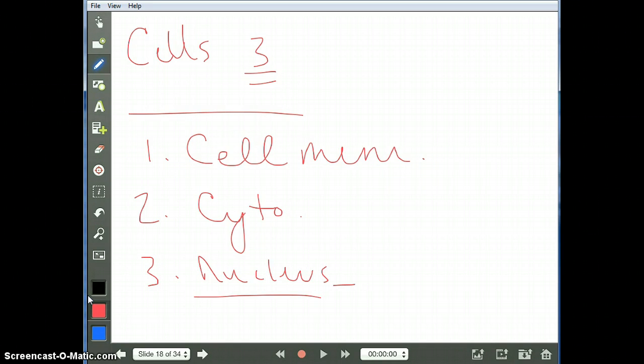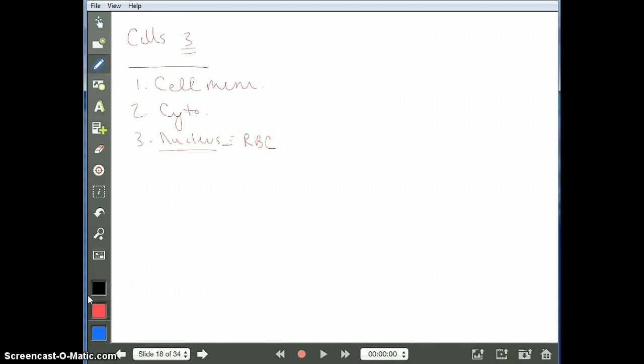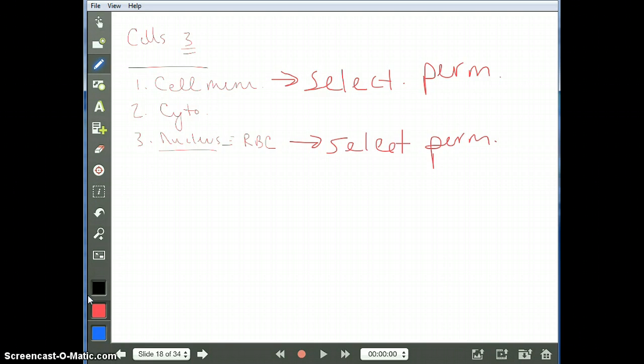Again, all of them are going to have a nucleus except for the one that at maturity loses it, that being the red blood cell. Everything else is going to contain these three parts. Some of the specifics that we talked about with these three structures is that the cell membrane is selectively permeable, so is the nucleus. What that means is that it's choosy. They can allow certain things to go into and out of it.